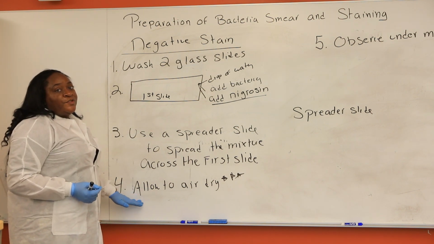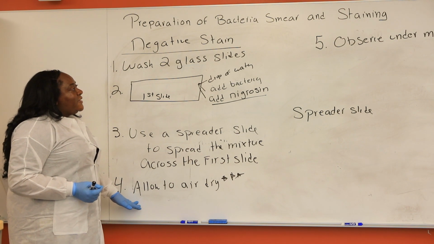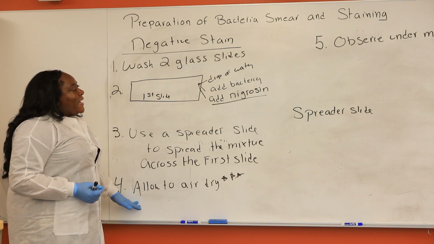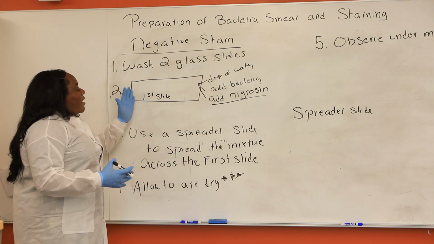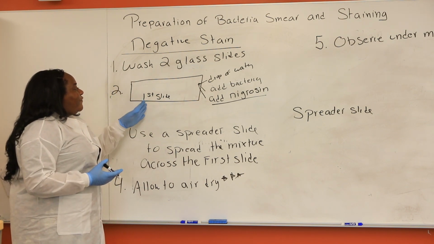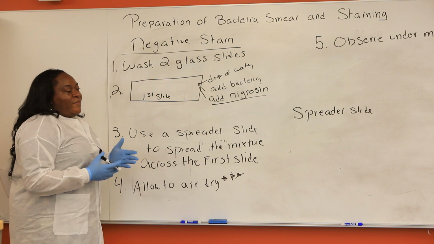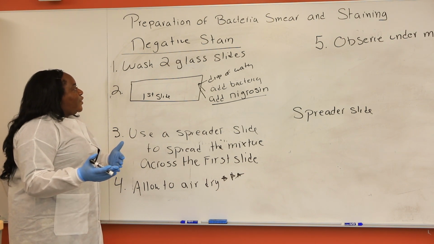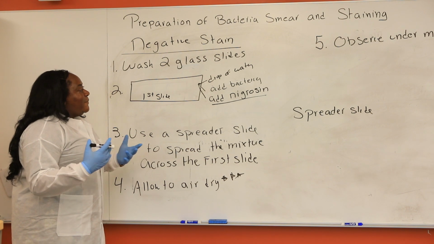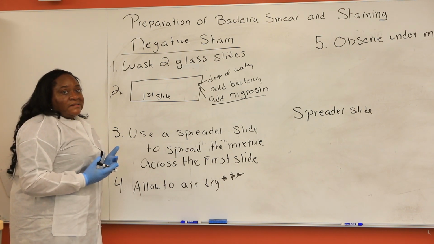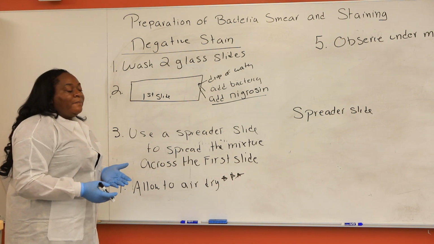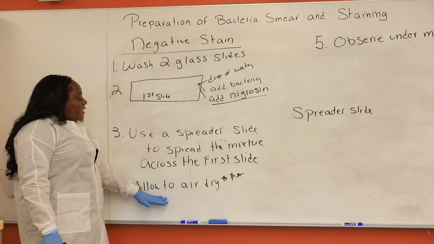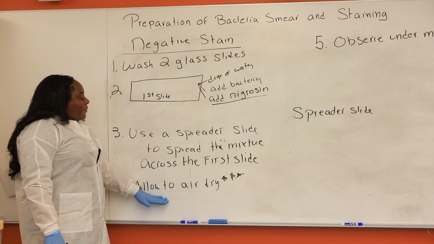This is probably the most important part of this stain, because you're spreading the mixture across, and you don't want any areas of that first slide to be wet. Then you go and try to observe your cells under the microscope, because you can end up damaging the actual lenses, right? Because then the stains can get up into the lens. We don't want that to happen. So you really have to make sure that you properly air dry.